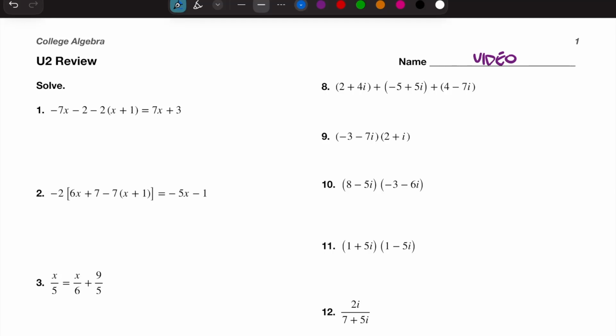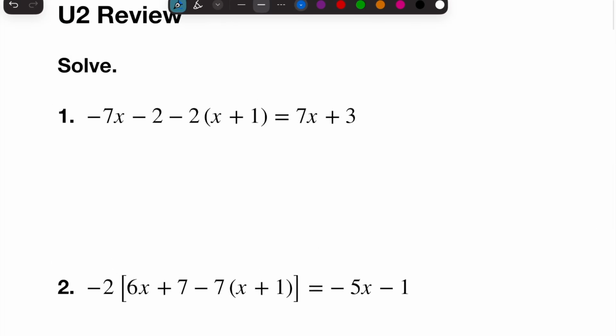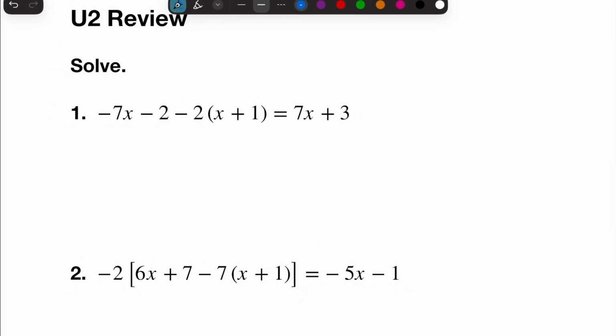All right, let's get into this Unit 2 review. So for number 1, we are going to just kind of use our order of operations, distribute the negative, clean everything up, and solve for x.